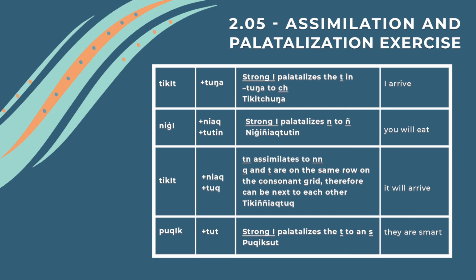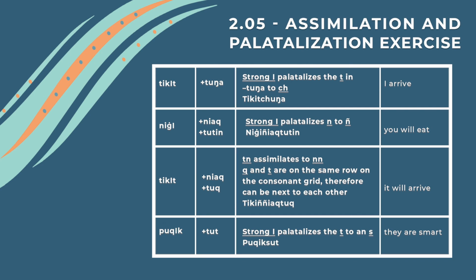Nere plus neak plus tutin. The strong I palatalizes the N to N with the brow. Nereneaktutin. You will eat. Tikit plus neak plus tok. TN assimilates to NN. In addition, Q and T are on the same row on the consonant grid, therefore can be next to each other. Tikinaktok. Because there is a strong I, in addition, the two N's in the TIKINN, they would both be N with brows.